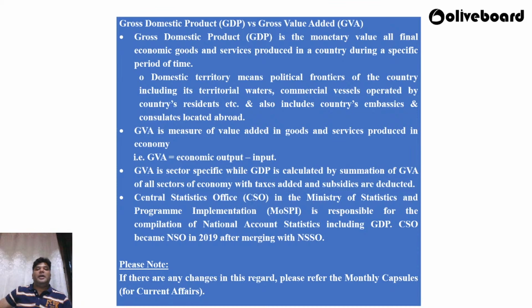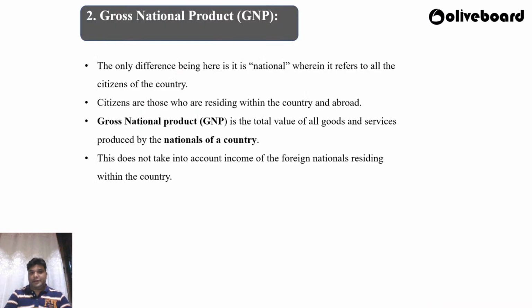Right. So CSO became NSO in 2019 when it was merged with NSSO. NSSO stands for National Sample Survey Organization. So National Sample Survey Organization and Central Statistics Office were both merged in 2019, resultantly giving us an umbrella organization called NSO, that is National Statistics Office. Okay. So this is the primary difference between gross domestic product and gross value added. So I hope you've made a note of this, correct?